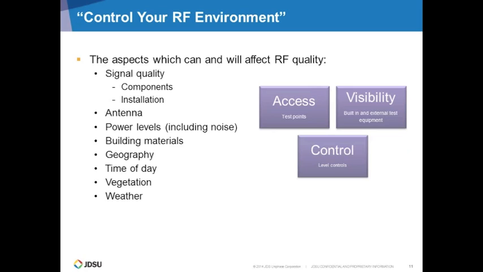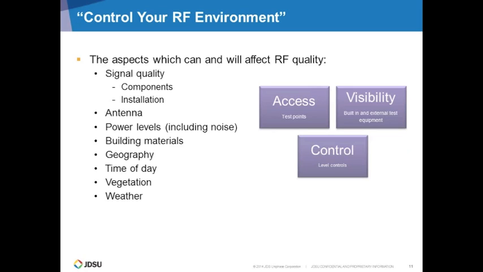The actual antenna placement types will obviously affect RF quality. So do the power levels, including noise, and when I refer to noise, I'm referring to the noise that can be generated by adjacent sites and sectors. Now, these last 5 items shown here, the building materials, geography, time of day, vegetation, and weather, can all affect RF quality. Obviously, these things are a little less in your control, but you do have to take them into account as part of your RF planning. The 3 squares here, as far as access, visibility, and control, again take back to the test engineering roots that I have.